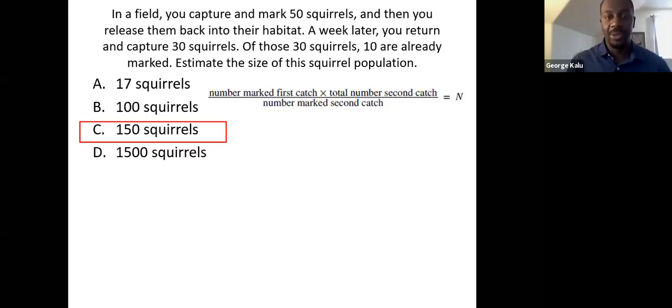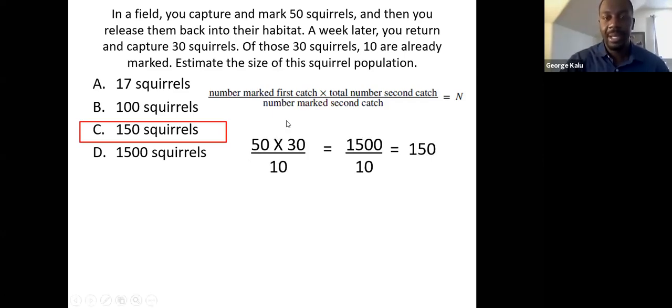So again, what you do is you take the number that you caught in the first catch, which was 50. You multiply that by the number that you caught in the second catch, which was 30 squirrels. And then you divide that by the number that were already marked in that second catch, which is 10. So 50 times 30 gives you 1,500. Divide that by 10, and you get 150 squirrels. So we know our population size is about 150 squirrels.